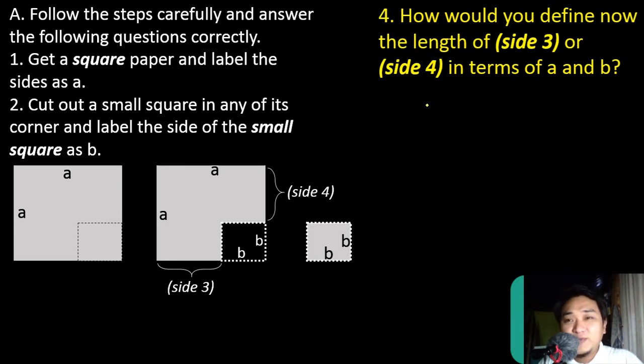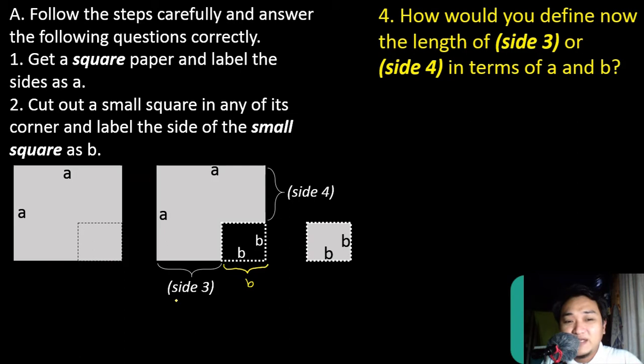Now, how are we going to define the length of side 3 at saka si side 4 in terms of A and B? Yun naman yung bigyan natin ng tuon. So, kung yung haba nito is A, therefore, yung original na haba nito is also A. Diba? At kung A yan, tapos yung haba naman nito is B.